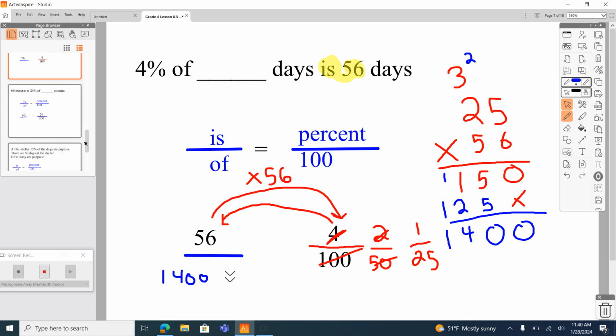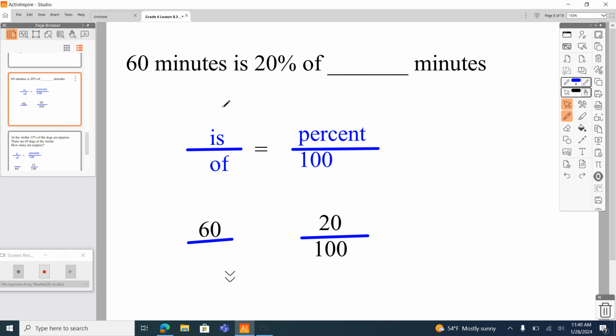Next one, 60 minutes is 20% of some number of minutes. So of, my blank is closest to the word of. That's what I'm finding. By the way, 60 is closer to the word is than it is of. It's going on top. 20% is my percent over 100. I could simplify this, but hope you might be able to do this really kind of simple in your head.